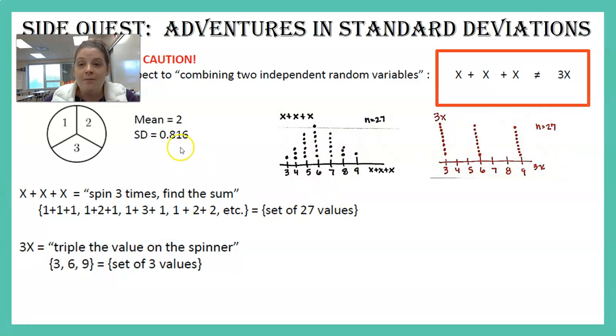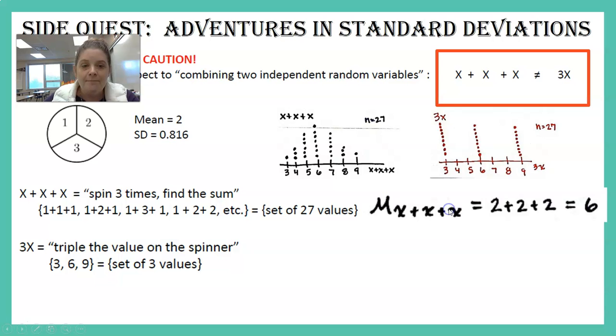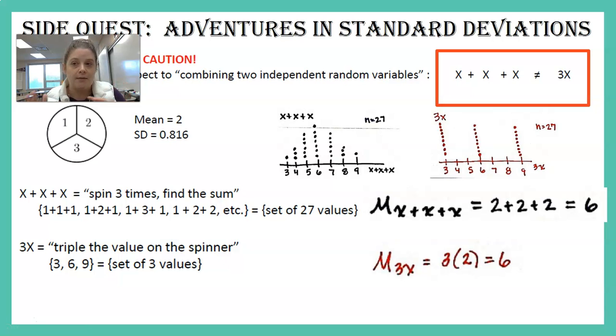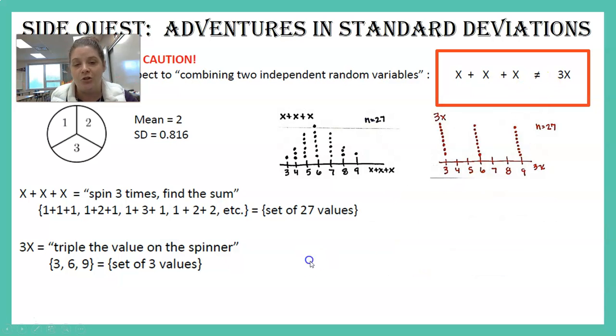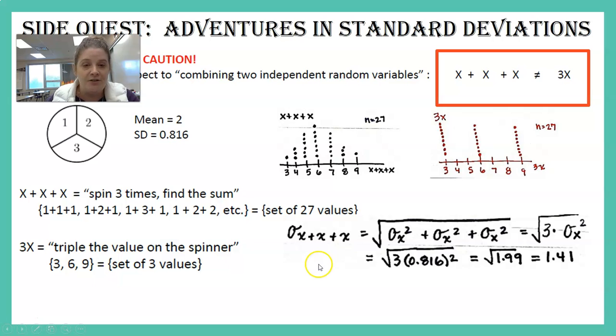So if I'm talking about the mean, okay, x plus x plus x, I can think of that as the mean of 2 plus the mean of 2 plus the mean of 2. That gives me 6. You can see that looks like what the probability distribution would have as a mean. And if I think about 3x, the means behave, so 3 times 2 is also going to give me 6. So even when we've got this interesting thing where x plus x plus x is not 3x, the means are still behaving just fine. All right, so let's bring on the standard deviation.